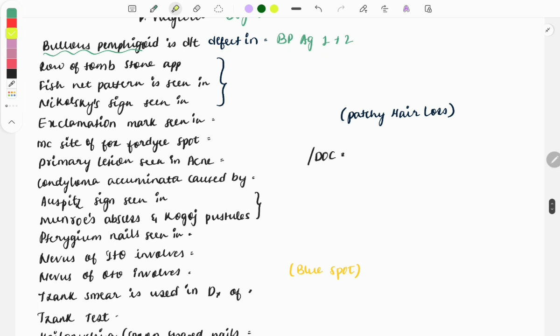Then row of tombstone appearance, fishnet pattern, and the Nikolsky sign positive. These are certain features seen in pemphigus. If they give these findings in the question and ask me to make the diagnosis, then it will be pemphigus. And one-liners can also be asked, and if they ask a one-liner, then they will directly give the sign and ask me to make the diagnosis.